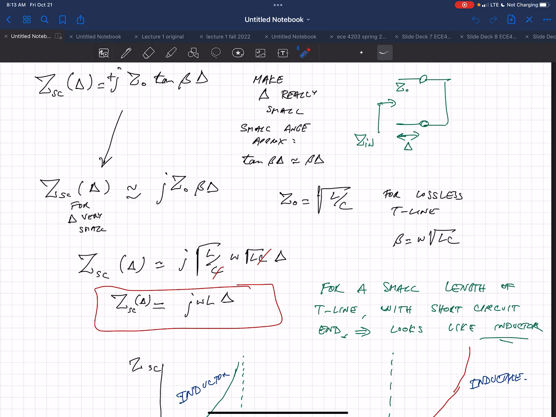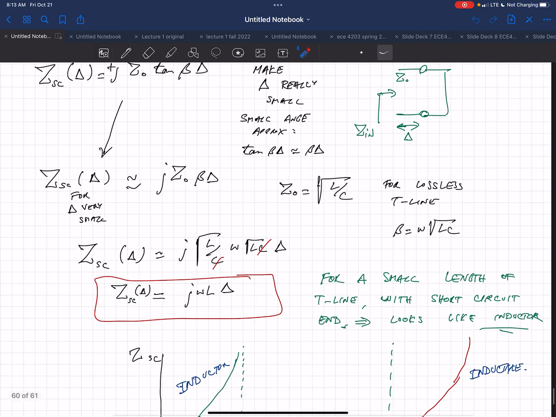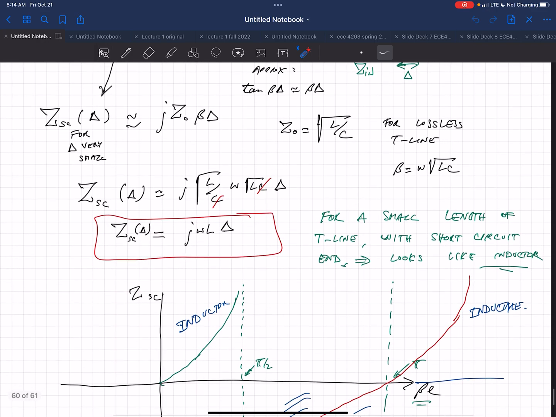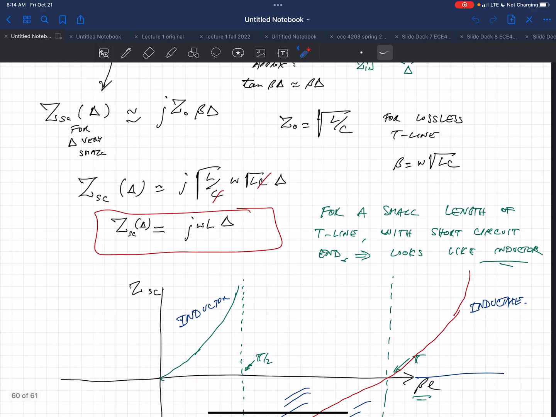And since Z0, in the special case of a lossless transmission line, is equal to the square root of L over C, we just end up with j omega L delta as the impedance of the line looking in. So what does that look like? Well, that looks like just an inductor, right?